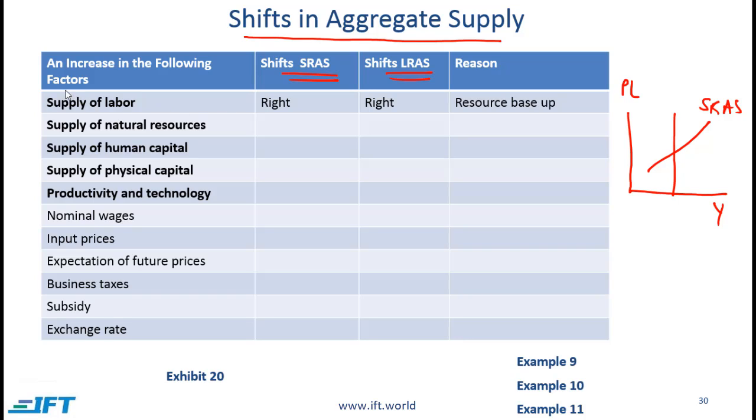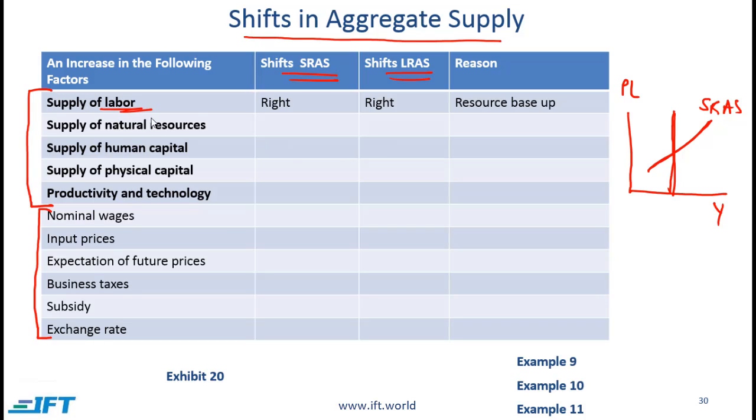There are some factors which are shown in bold over here, which cause both the long run aggregate supply and the short run aggregate supply to shift. There are other factors shown over here which only impact the short run aggregate supply. So let's go over these factors.